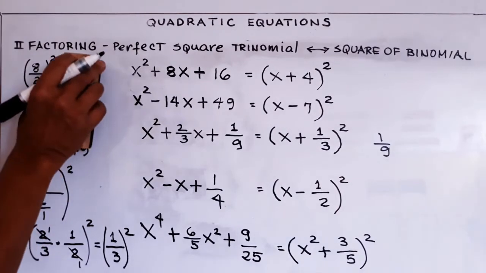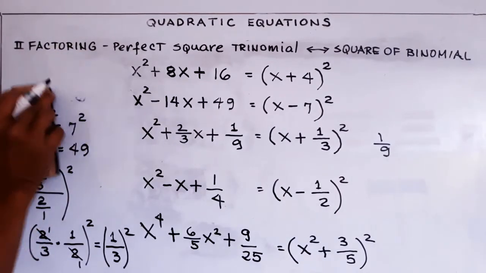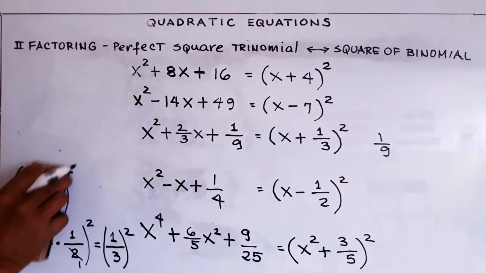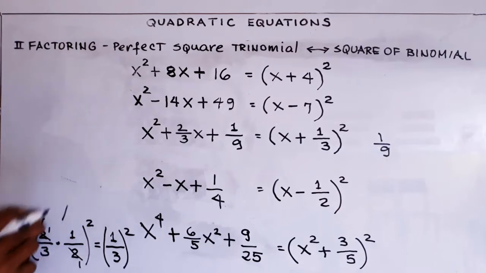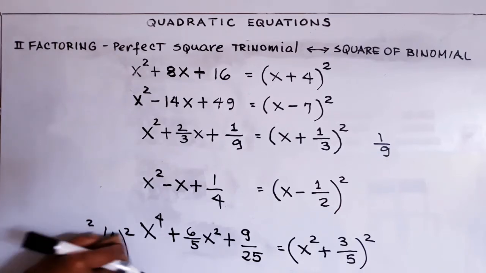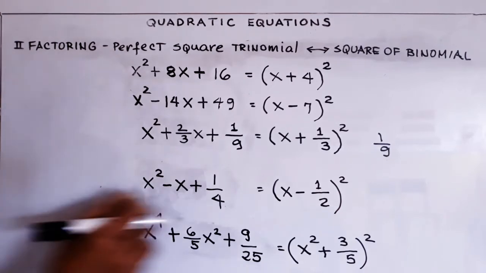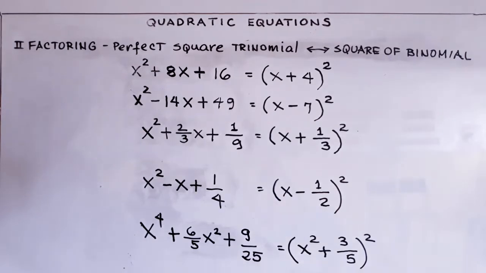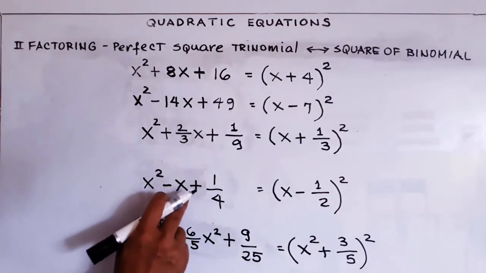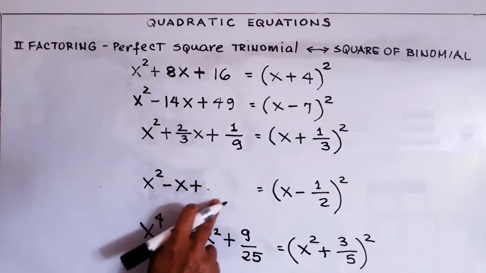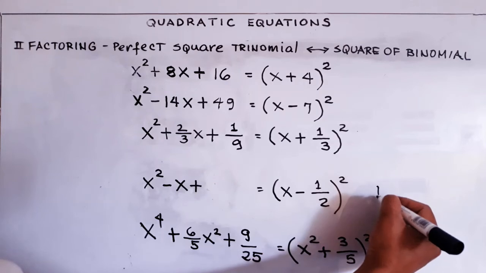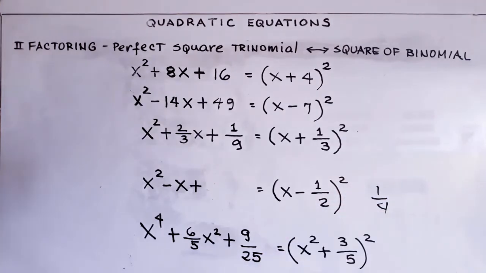Okay, let's have the 1/4 here. So I'm going to erase this one so we can have our solution here on the left. So x squared minus x plus 1/4. Okay, we just erase the 1/4 here.